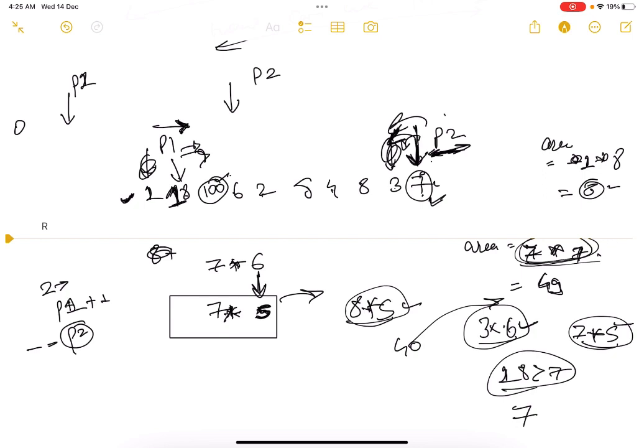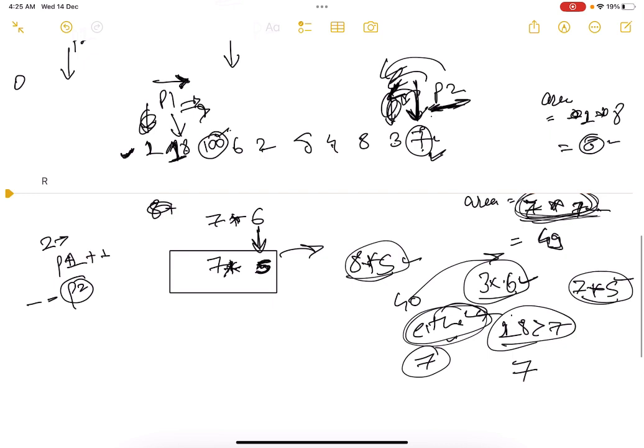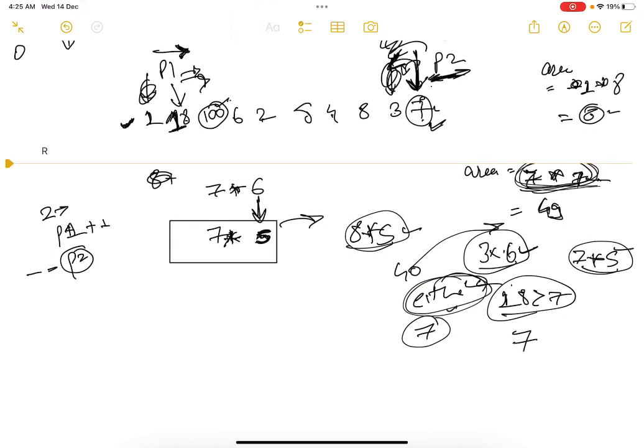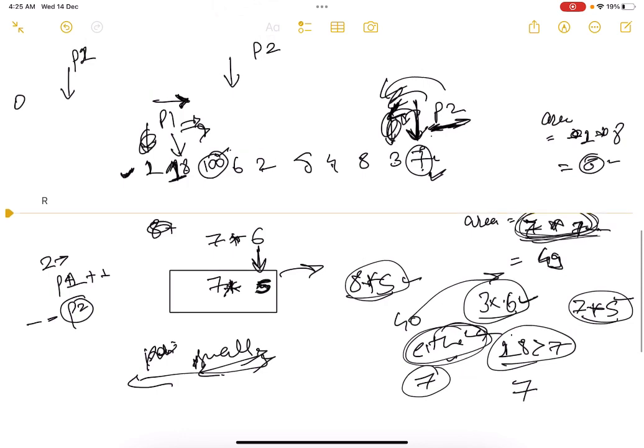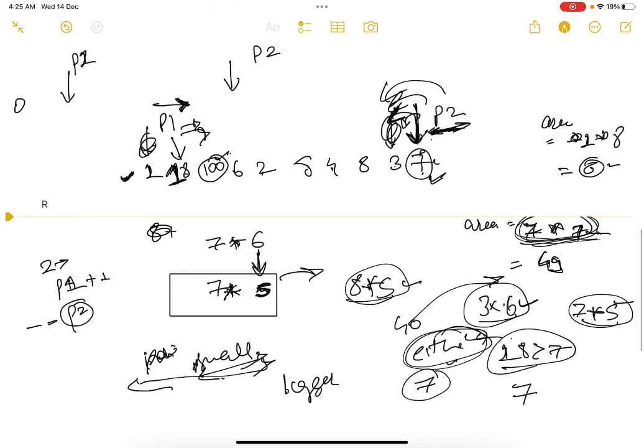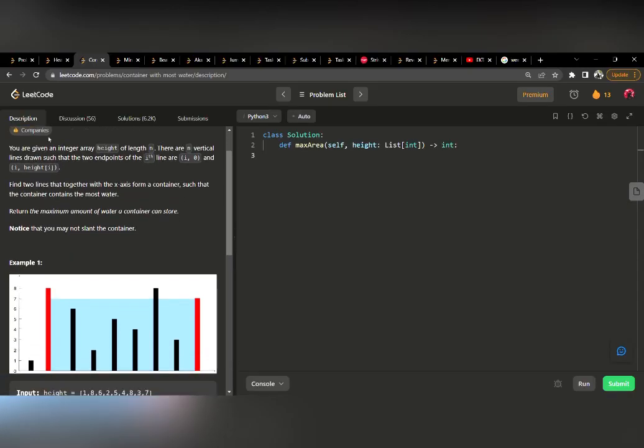But if we decrease the P2, we still have chances to get some element which would be either greater than 7 or smaller than 7. So for that purpose only, we are decreasing or increasing the smaller value element. We are just affecting the index or pointer which is pointing towards the smaller element, because there is a chance of getting a bigger element afterwards. So here we are given an array.